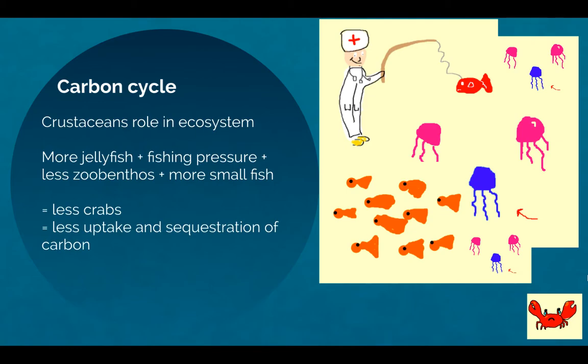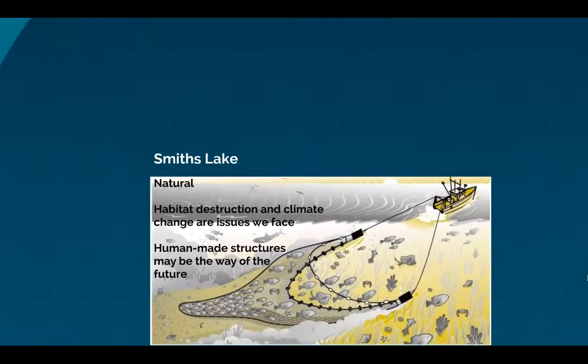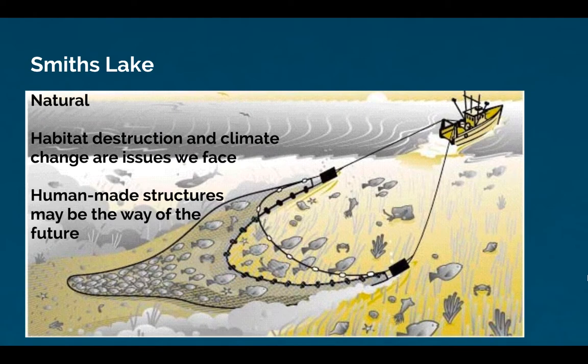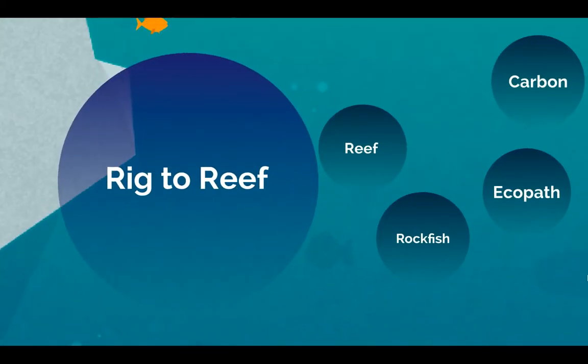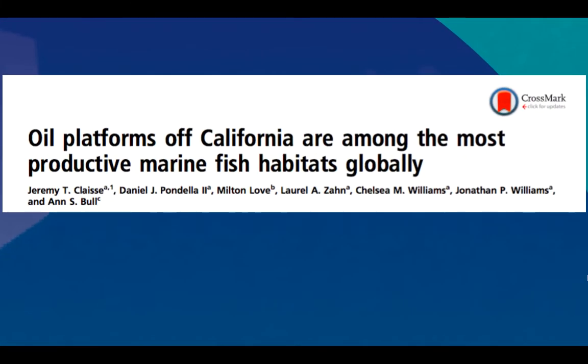estuary. More jellyfish and enhanced fishing pressure, less zoobenthos, and more small fish would mean less crabs, less uptake and sequestration of carbon, altered nutrient flow, warmer waters, and necessity for ecosystem modeling. It's possible our future waters will need to be heavily facilitated artificially due to habitat destruction and climate change. We can see this in the possibility of artificial reefs, like one developed around a decommissioned oil rig in California.